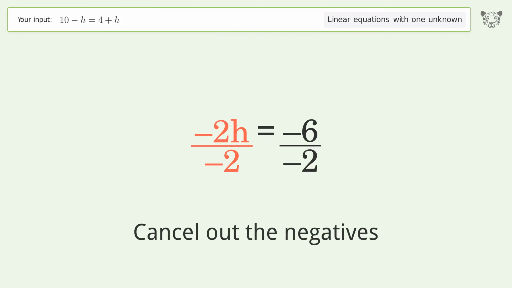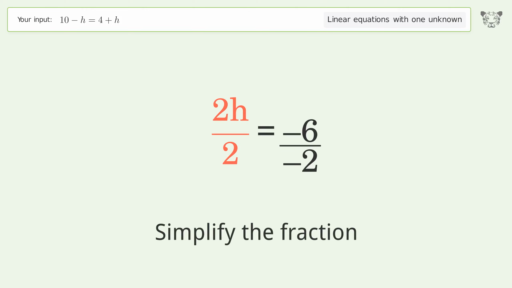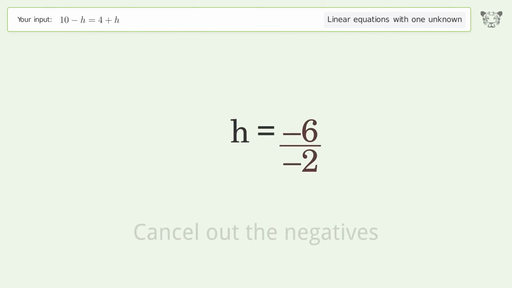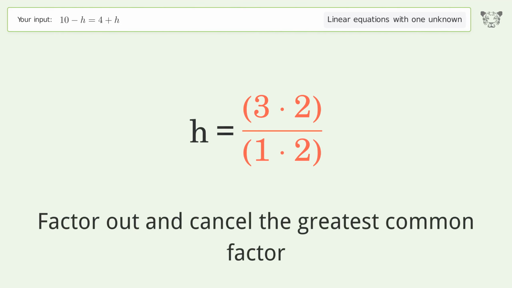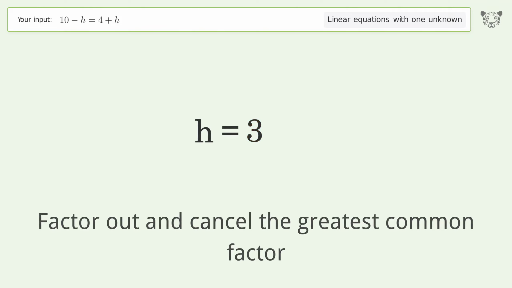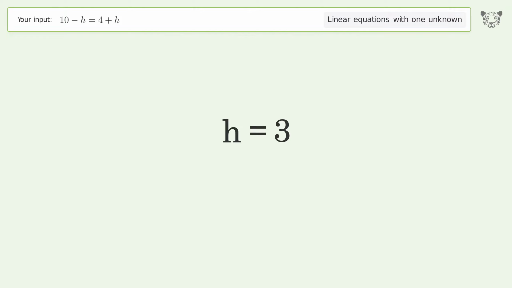Cancel out the negatives. Simplify the fraction. Cancel out the negatives. Find the greatest common factor of the numerator and denominator. Factor out and cancel the greatest common factor. And so the final result is h equals 3.